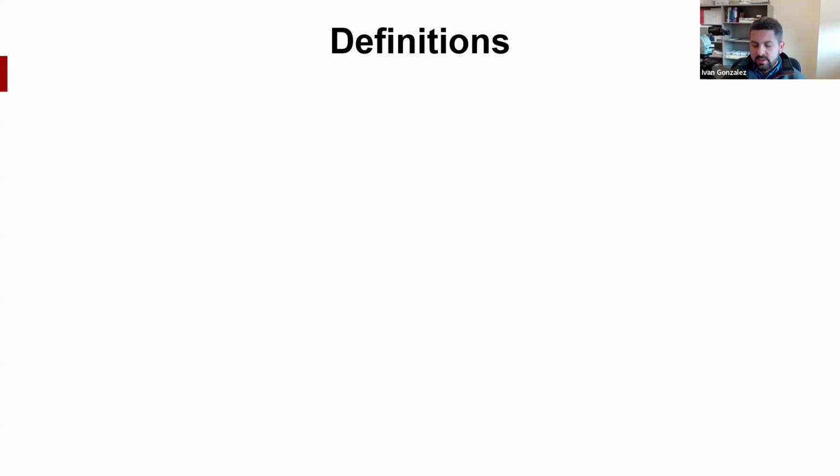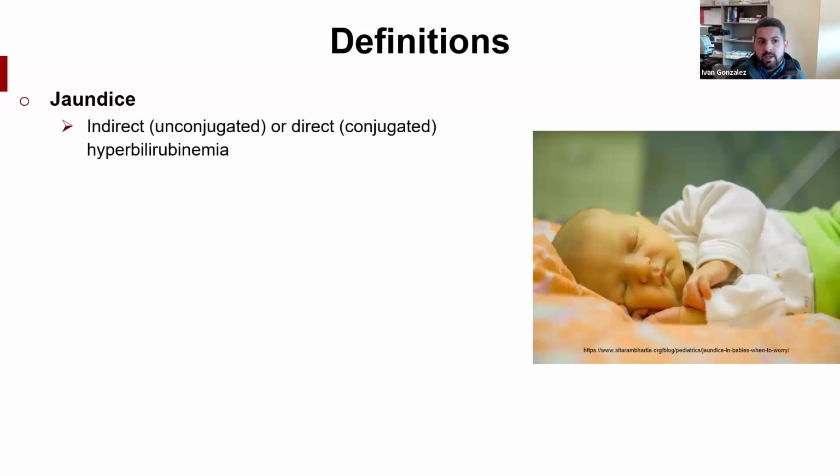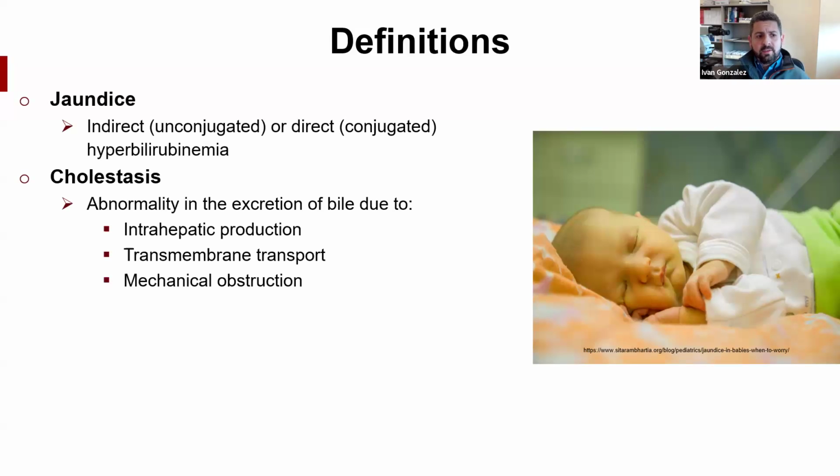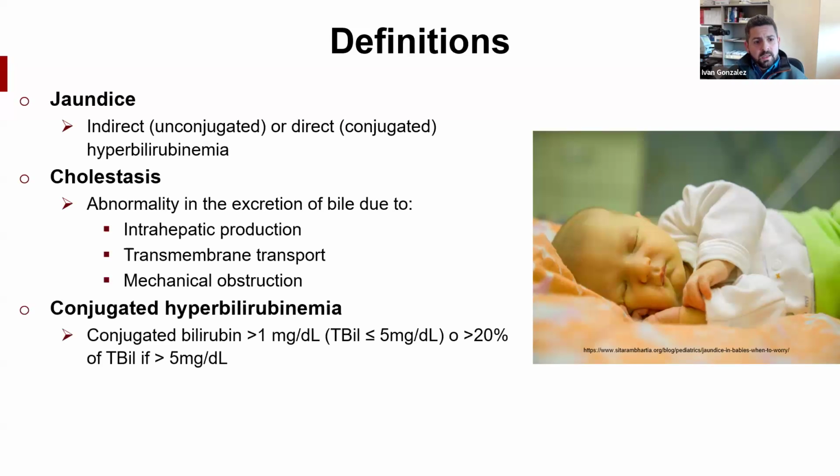First, we'll start with some definitions. Jaundice is indirect hyperbilirubinemia, and it becomes clinically apparent when you have a bilirubin level of roughly 2.5 to 3 mg/dL. Cholestasis is due to abnormal excretion of bile, due to either an intrahepatic production problem, a transmembrane transport defect from the hepatocytes to the canaliculi, or a mechanical obstruction within the bile duct system. Conjugated hyperbilirubinemia is defined as a conjugated bilirubin of more than 1 if the total bilirubin is less than 5, or more than 20% when the total bilirubin is more than 5.